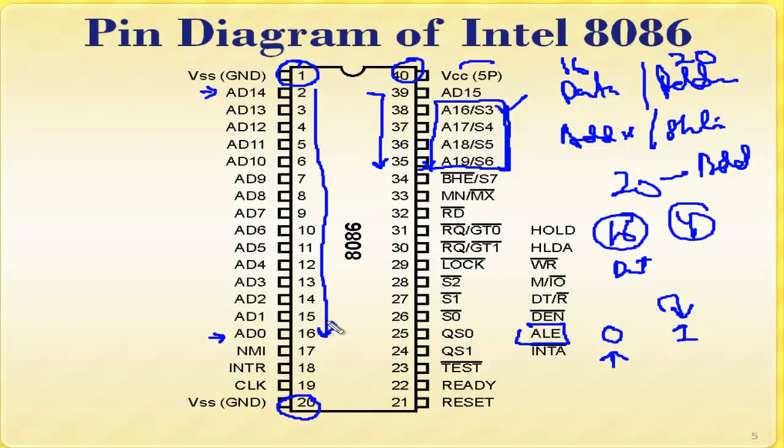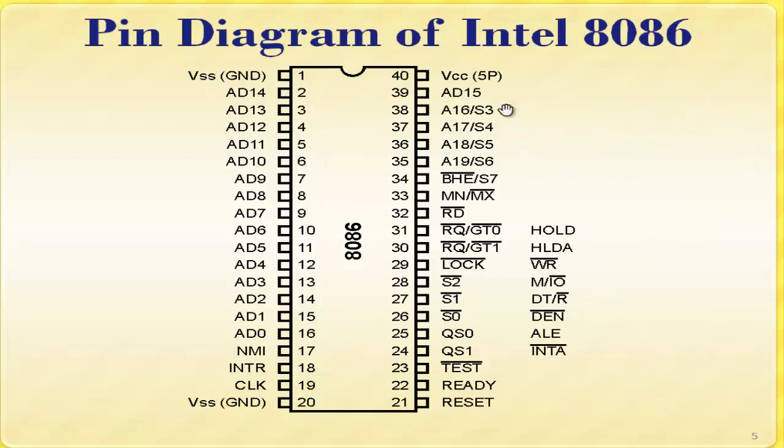So out of 20 bits, 16 bits will be used for the data, and these 4 will be used for status, and that is when ALE, address latch enable, is disabled, it is 0. When it is enabled, then all the 20 bits will be used for addressing. When it is 0, disabled, only 16 bits will be used for data, because the 8086 is 16 bit only, and the 4 left out bits will be used for the status.